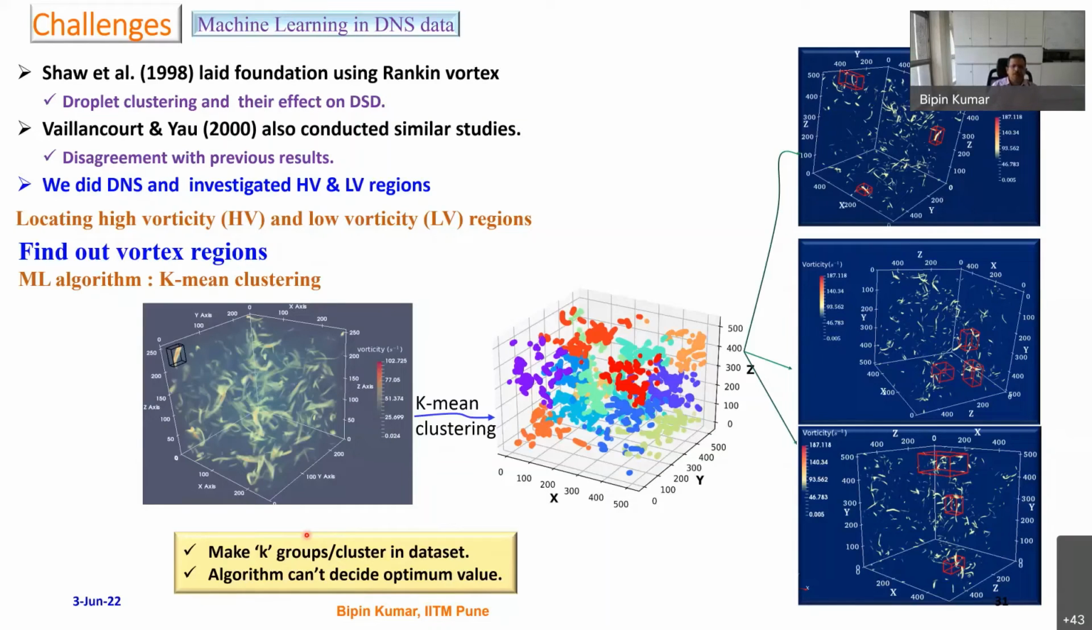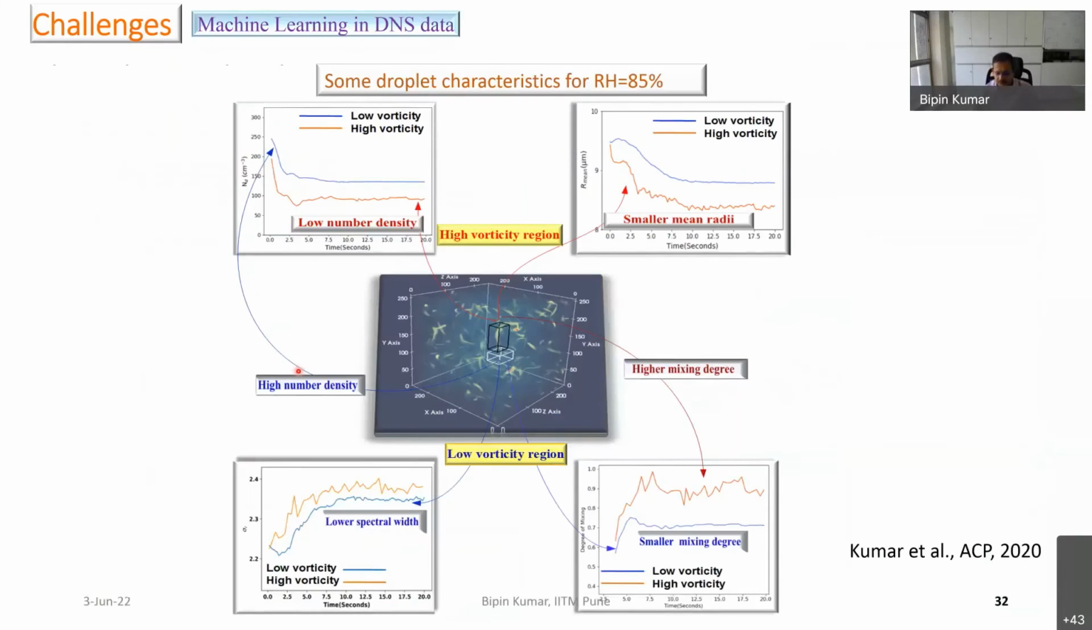And then we did many clustering exercises, and we decided on the particular number of clusters required to identify a good high vortex region, like we are showing here. So we have done many experiments. Finally, we found that this is the area, the high vortex area.